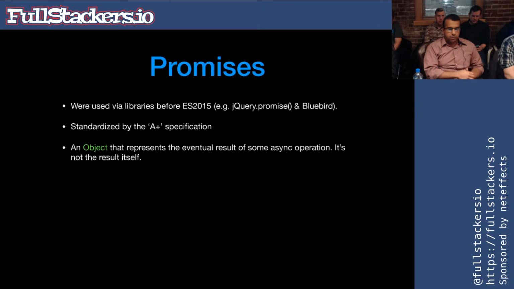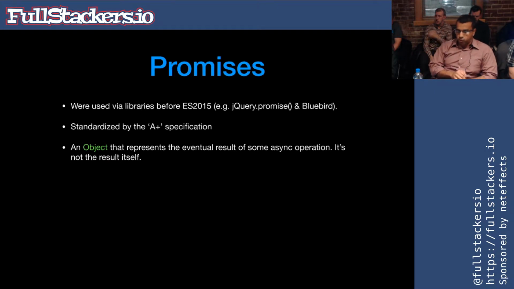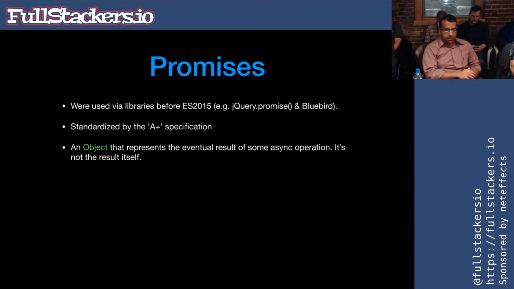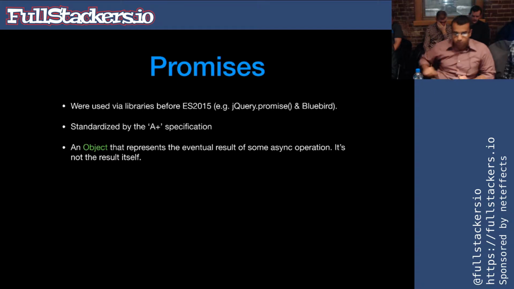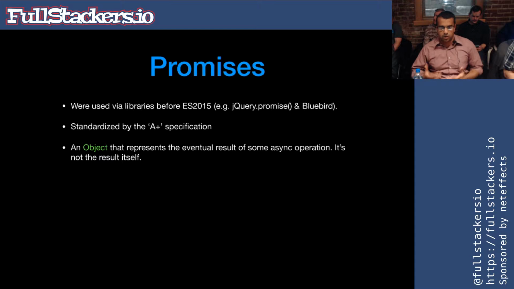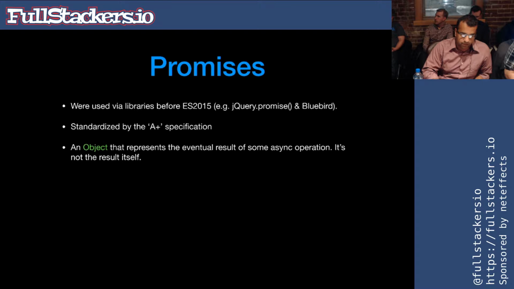The general gist of it, or the definition, is that it should be an object that represents the eventual result of some asynchronous operation. The key point to remember is it's not the result itself. When I started learning promises from a naive point of view, I had a hard time reconciling that, understanding that it's not really the result. The result is in there, but it's wrapped up in this promise object.